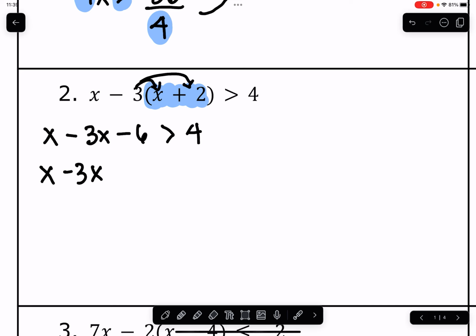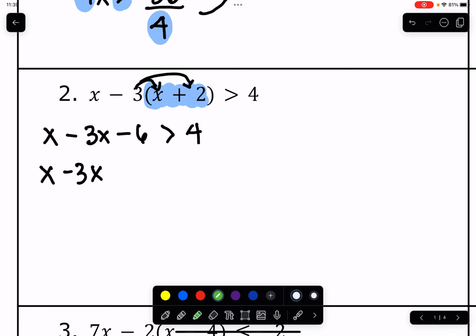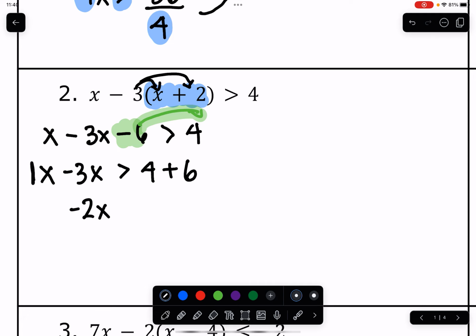We need to move this number to the opposite side. So that's going to move over here, making it negative 6. So we have our greater than symbol. We're going to bring down the 4, but since the 6 needs to be moved to the other side, that becomes positive 6. Now let's simplify. On the left, we have 1x minus 3, which is negative 2x, greater than. And on the right, we have 4 plus 6, which is 10.